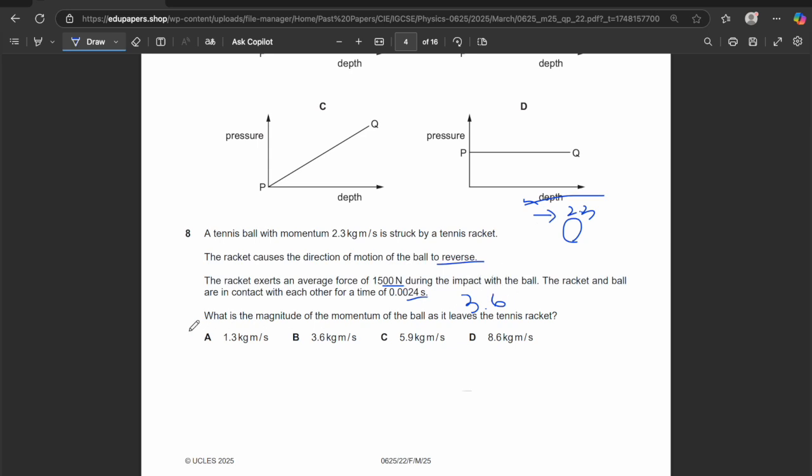And now we need to find the original, the beginning of the momentum, right? So since it changes and causes the direction to reverse in this way, I would say this is negative 3.6. And when we add those together, we get negative 1.3, and it only asks for the magnitude. So I would say A is the correct answer.